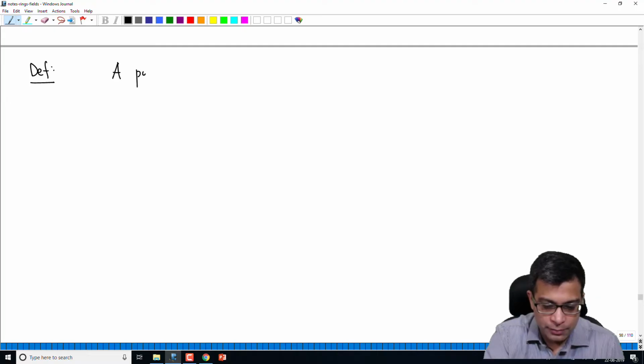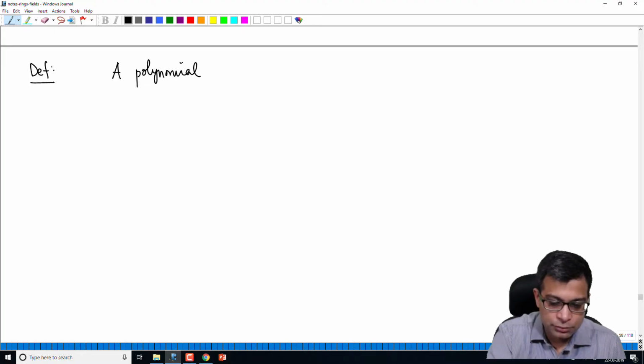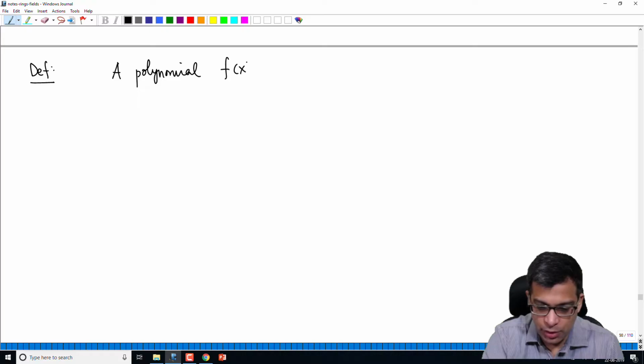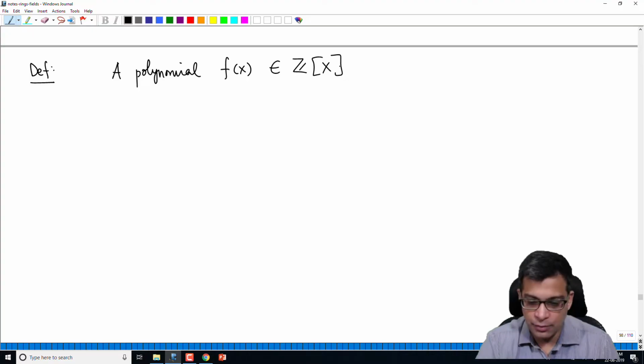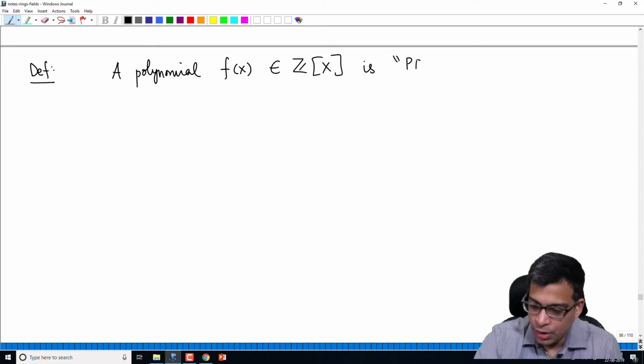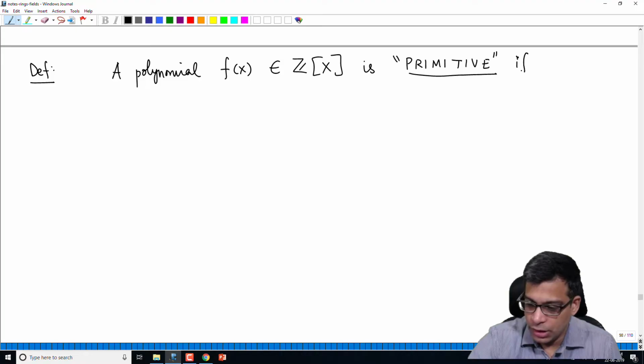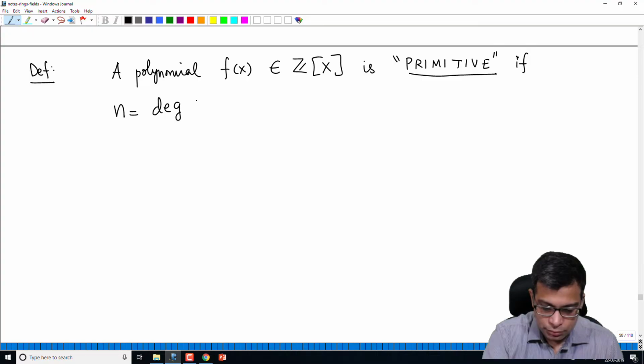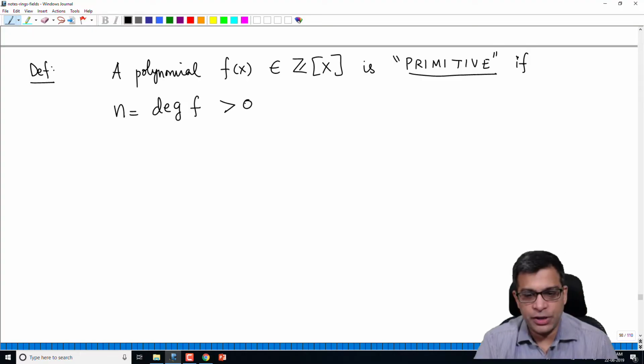A polynomial f(x) in Z[x], so I'm going to usually just denote polynomials by f instead of f(x), just in the beginning I will write this. A polynomial f(x) in Z[x] is called primitive. This is a very important word for us, primitive, if the following happens. If the degree is positive, that means we are excluding all constants. We are not going to call constants primitive. So it must be at least a degree 1 polynomial.